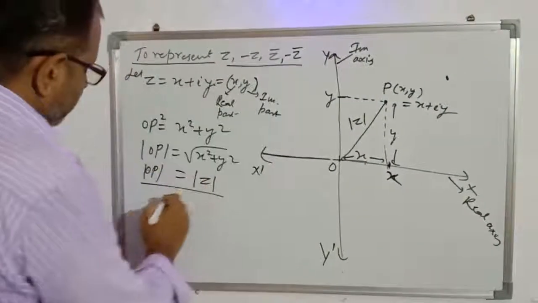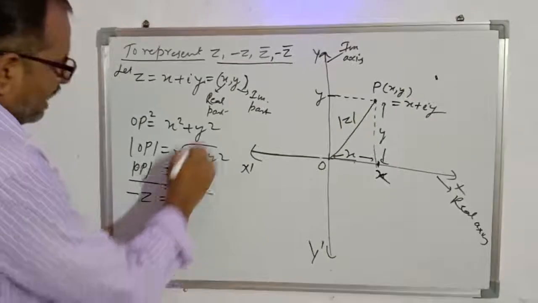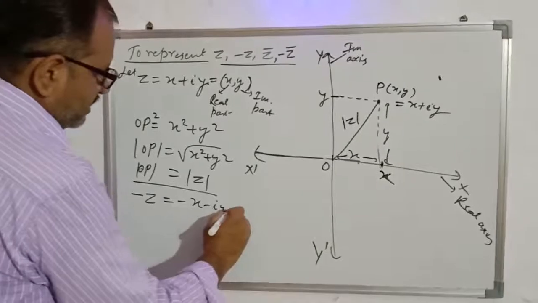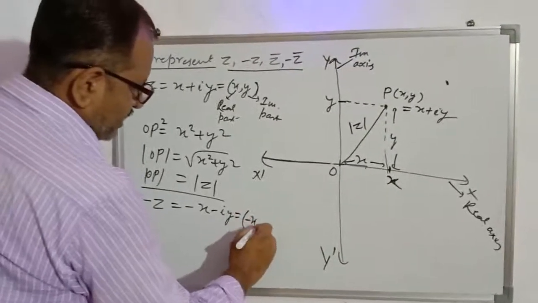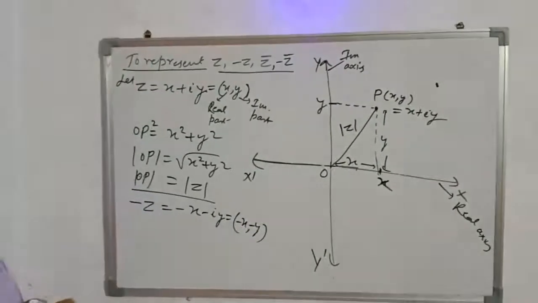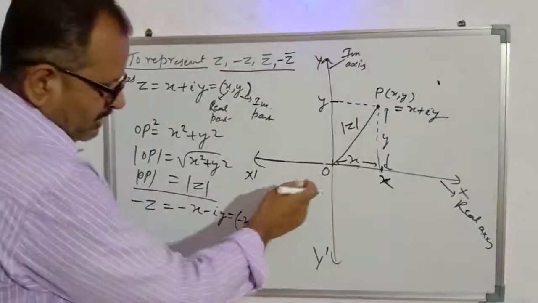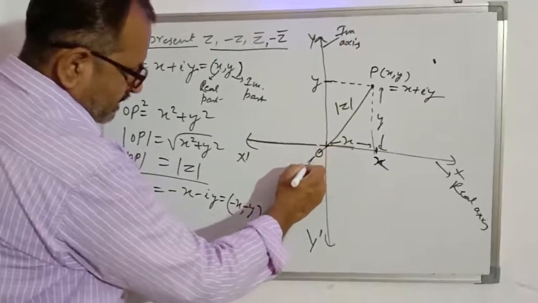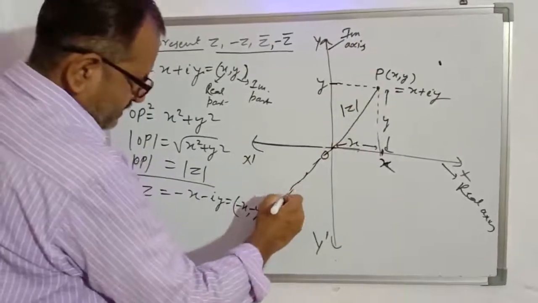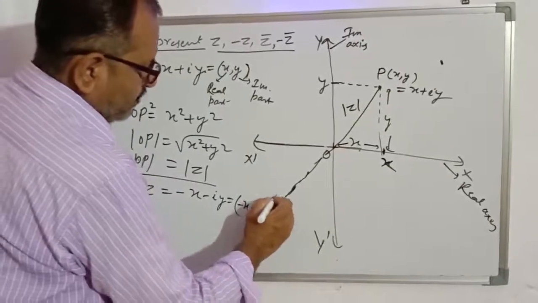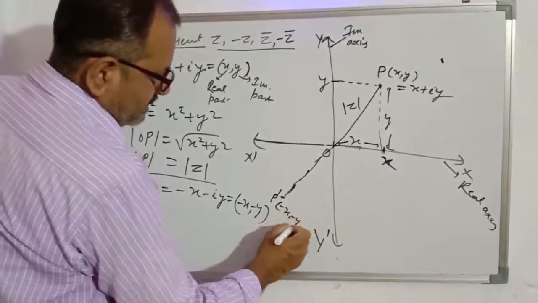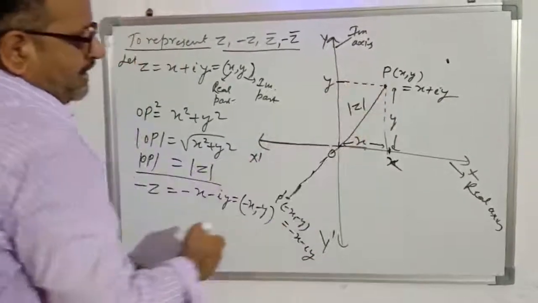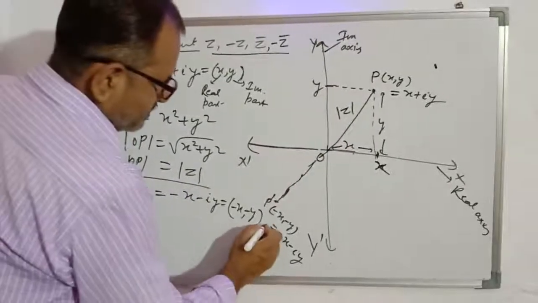So it was z. What is minus z? Minus z means minus x minus iy. We can represent it in the ordered pair (-x, -y). Minus x, minus y means in the third quadrant. So it will lie just opposite to P. Suppose it is P dash (-x, -y). It represents minus x minus iy, the negative of z, minus z.